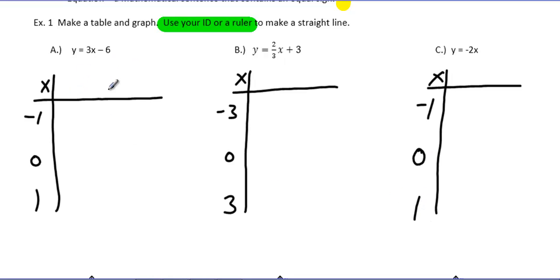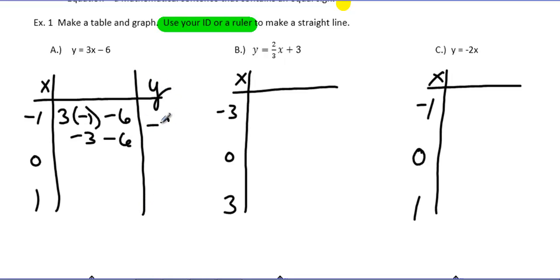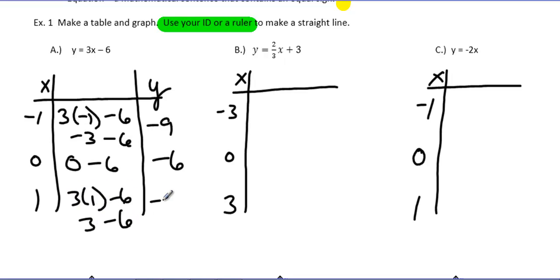Then we have to find the y value. The way we do that is we take our made up number, in this case -1, plug it in for x, and do our calculations. 3 times -1 is -3, minus 6. That gives me a y value of -9. I put the 0 in. 0 times anything is 0. 0 minus 6 is -6. And then I put the positive 1 in. That's 3 minus 6, which is -3. Again, that gives me 3 points that I'm going to write out below here.